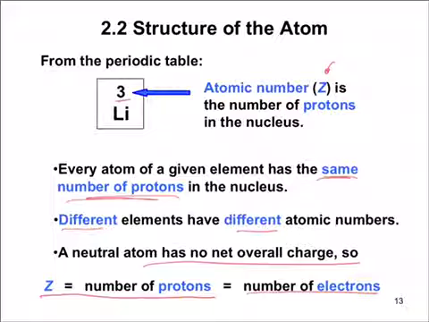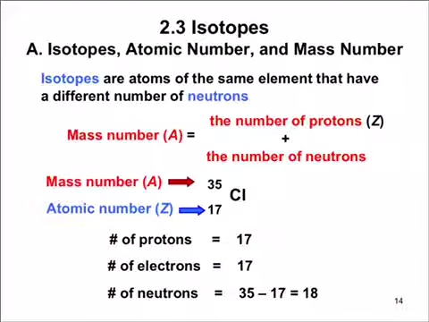Now, what about those neutrons? Well, that's where isotopes come in. Isotopes are atoms of the same element that have a differing number of neutrons. So we define the mass number, given the letter A, as the total number, or the sum, of the number of protons, or Z, plus the number of neutrons in an atom. Okay? And that makes sense since the mass of the atom is defined by the number of protons and neutrons, because they're about the same size.